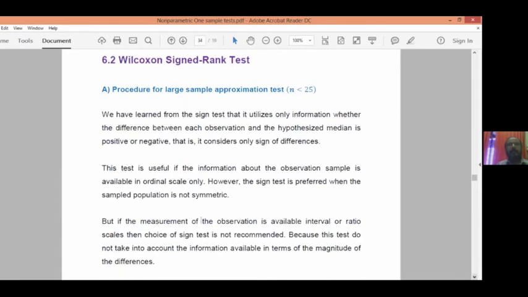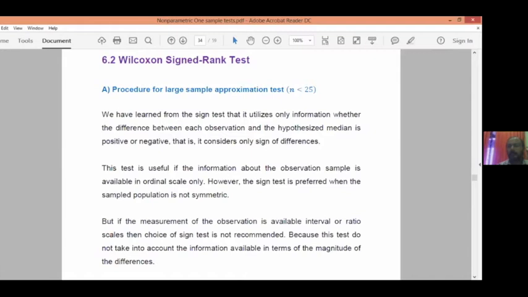And then the Wilcoxon sign rank test is there. What is the procedure for a large sample? We have learned that the sign test utilizes only the information on whether the difference between each observation and the hypothetical median is positive or negative. That is, it considers only the signs of differences. This test is useful if the observation sample is available on an ordinal scale only. However, the sign test is preferred when the sampled population is not symmetric.